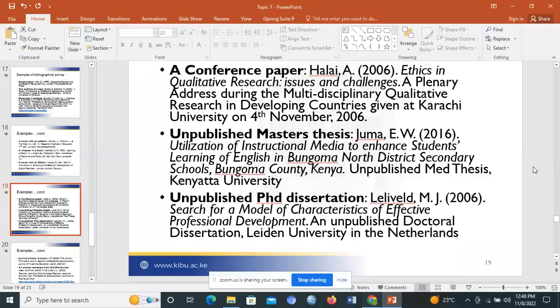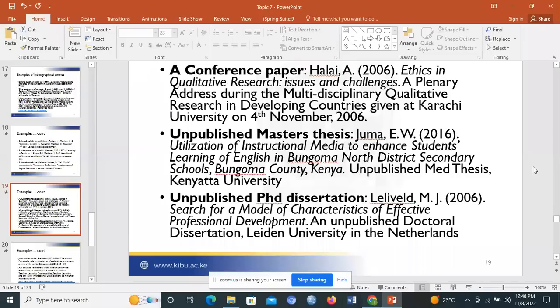Let us say you have gone to Kibabi University Library, you have visited the Africana section, and you have found there a master's degree thesis that was written by one of our former master's students, and you have found there information which you want to use. That one is called an unpublished master's thesis. And this is how you go about documenting it.